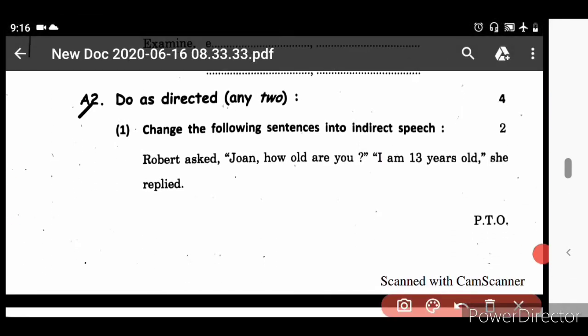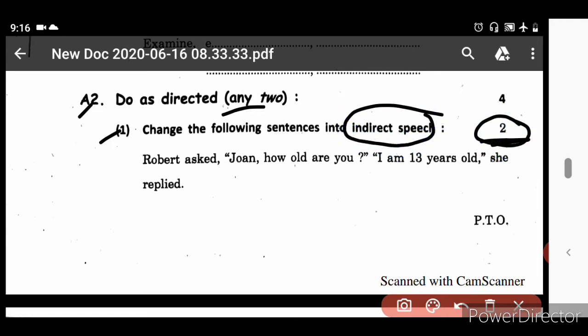Then question number A2, do as directed, any two. Change the following sentence into indirect speech. This question is for 2 marks, so you have to focus on indirect speech. If you miss something in this, you will lose your 2 marks. Focus on indirect speech.